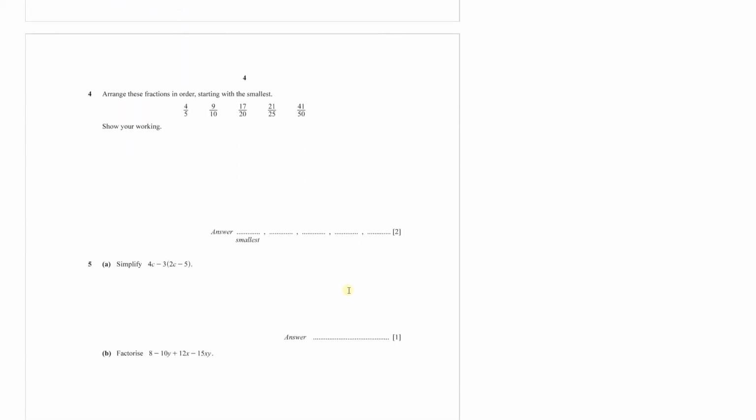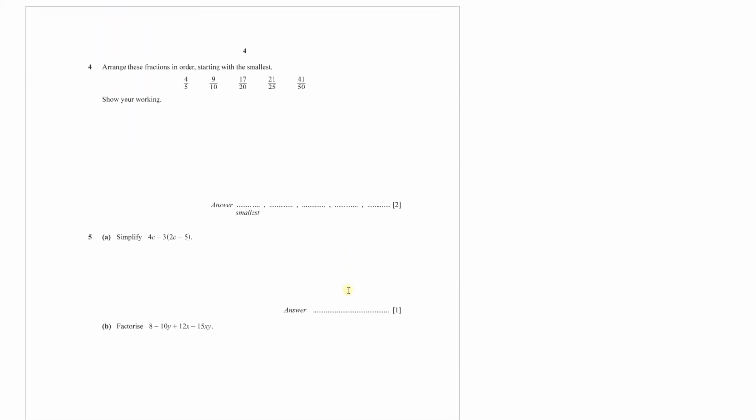Question number 4 is: arrange these fractions in order starting with the smallest. So you have these fractions 4 over 5, 9 over 10, 17 by 20, and so on. So I can see that all these are multiples of 5. So what I can do is either I can calculate the decimal values of each, or I can make the denominator value the same to make the comparison easier.